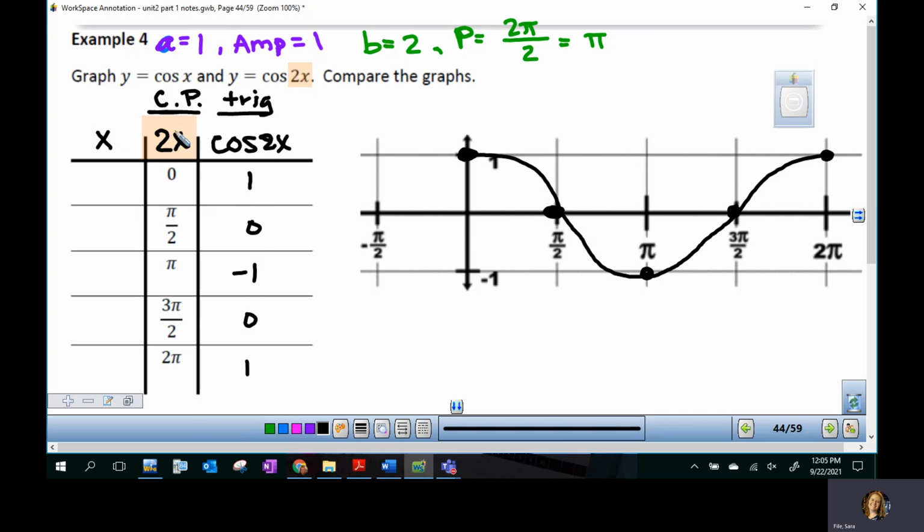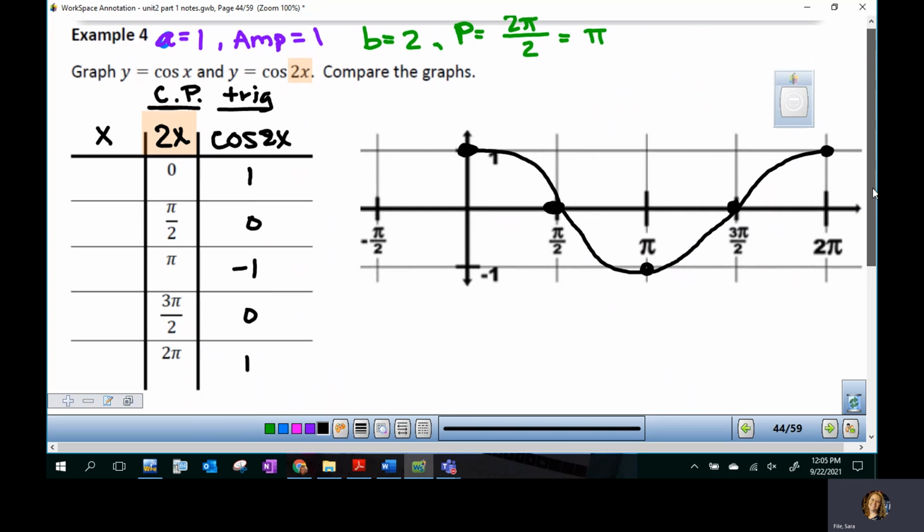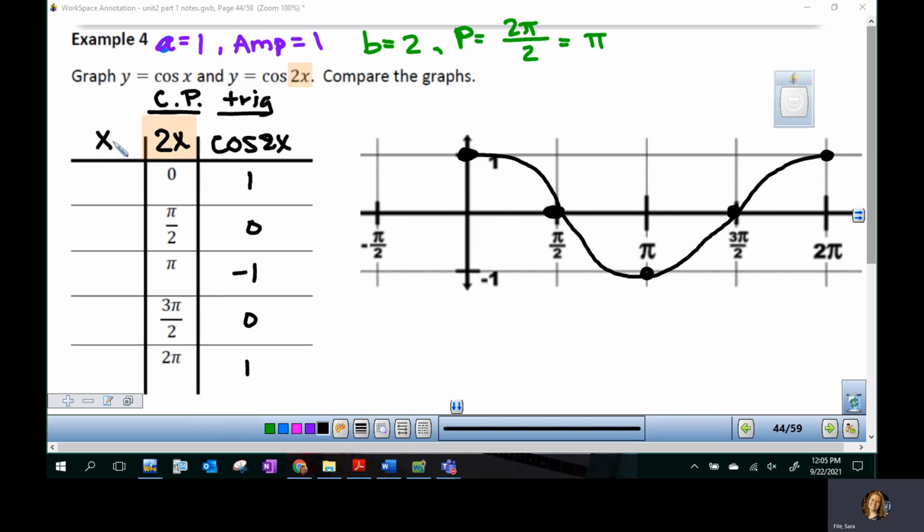But we don't have x alone yet, which we need to get. So we are going to have to work backward to get x by itself. How do you think you're going to get rid of that 2 to get x by itself? You're going to divide it out. So anytime there is a b value in the function, you're going to go backward from the critical point column to get x, to get rid of the b by dividing by b.